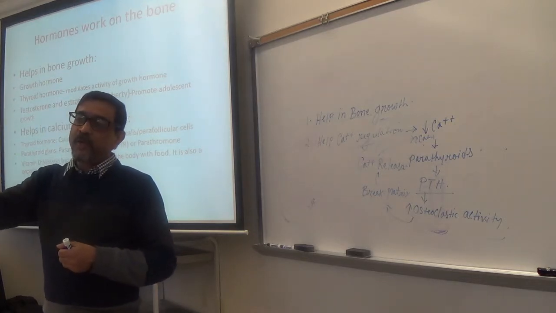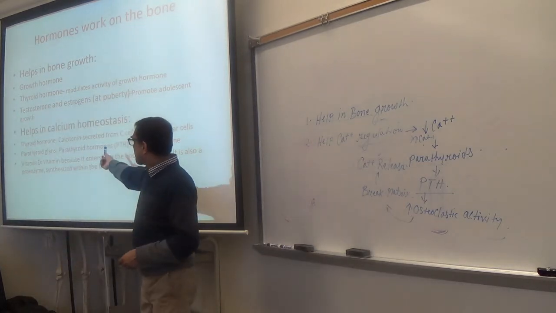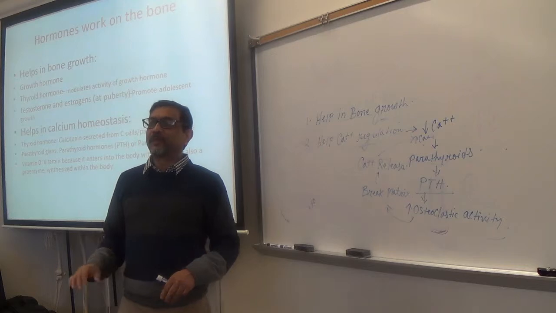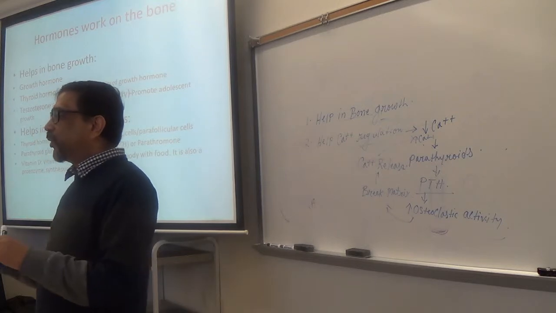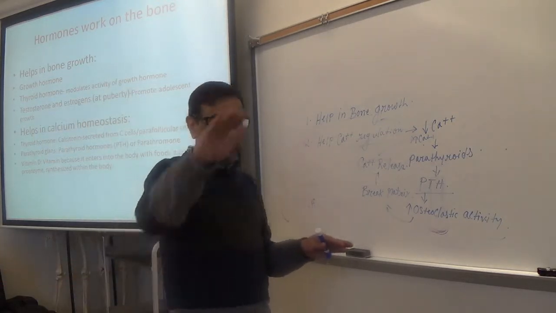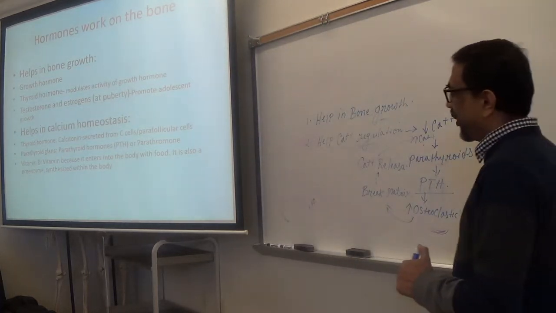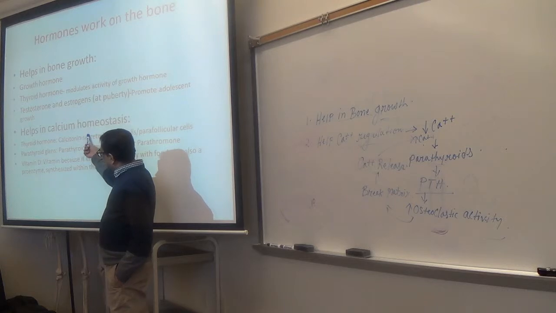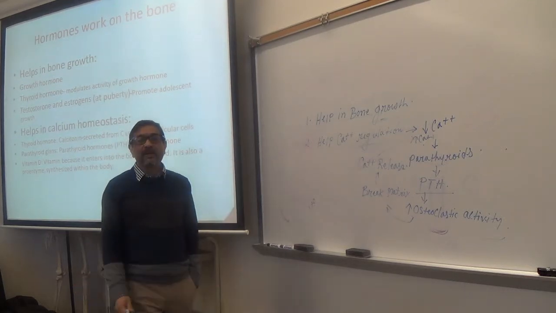Another type of hormone, thyroid hormone, calcitonin, this one, will tell the osteoclast not to become active. Keep quiet, stay quiet. So osteoclast will not break the matrix at all, and blood calcium will gradually go down. So just opposite of parathyroid. So these two hormones, you see, work in opposite ways. Okay? This one activates the osteoclast, this one inhibits the osteoclast.